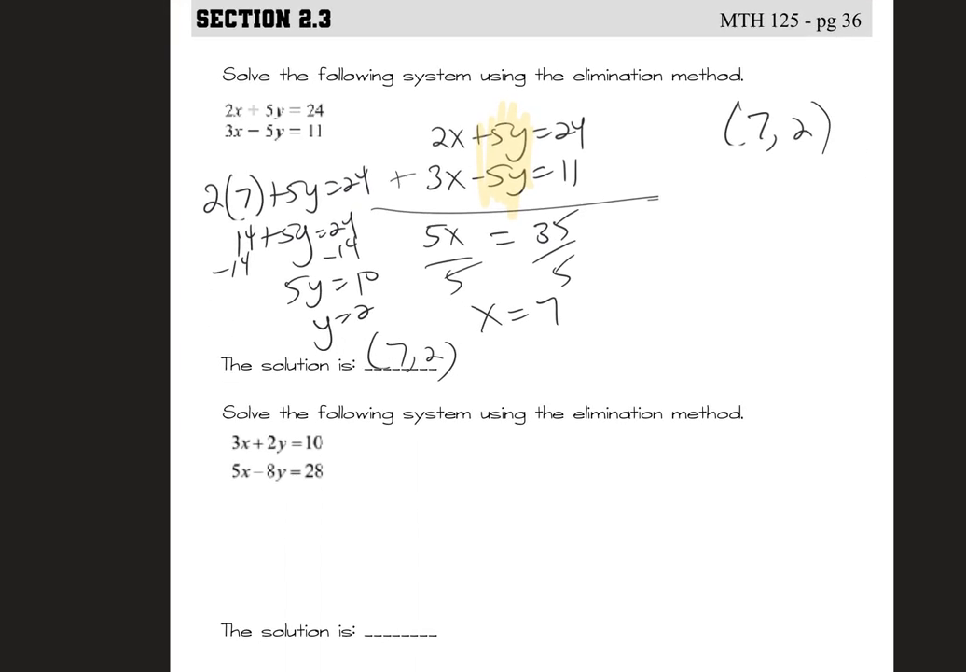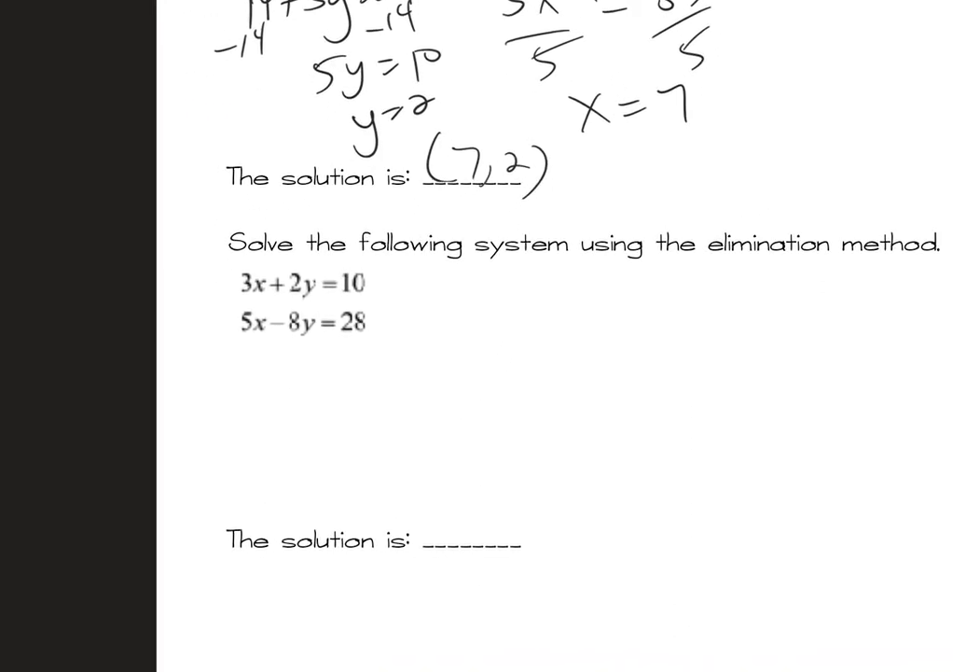What happens if it's not beautiful, though? This one's a perfect example of things not being beautiful. I have to do something to create a scenario where these are canceling each other out. And the rule is this. I can multiply the top row or the bottom row by a number as long as I multiply each piece.